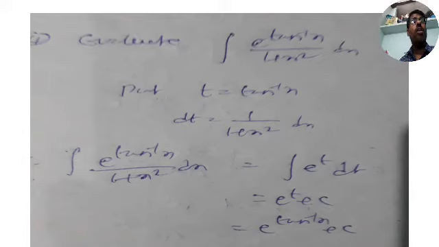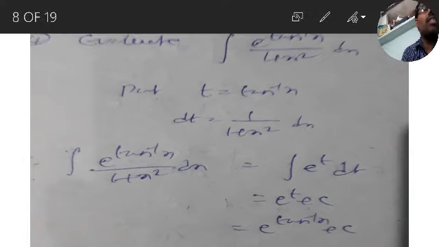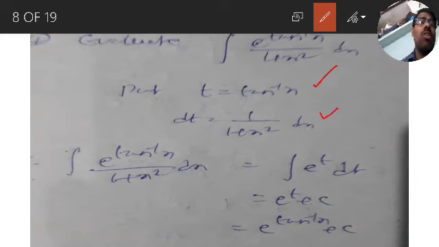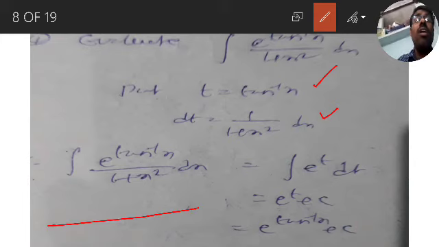What is the substitution? Yes, t is equal to tan inverse x. What is the derivative of tan inverse x? 1 by 1 plus x square. Therefore, dt is equal to 1 by 1 plus x square into dx. Now substitute these in the given integration.